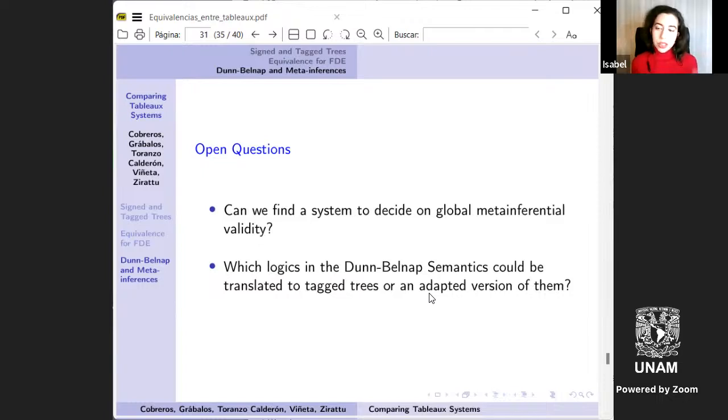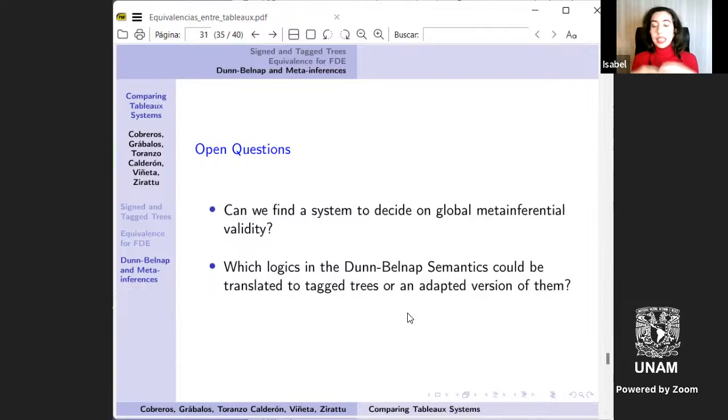Like I already mentioned during the talk, we end up with these 2 open questions. If we can find a system for global meta-inferential validities. And also, we already mentioned that even though we haven't shown the translation, we can translate ST and TS to sign trees. But the question remains, how many of the Dunn-Belnap semantics can be translated to tag trees? Because of course, they have only 3 values.